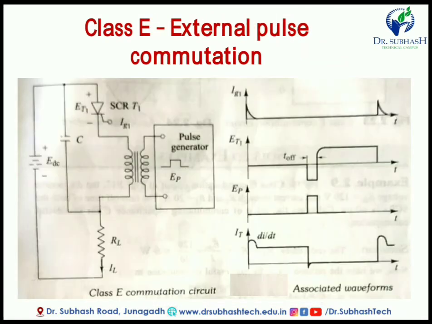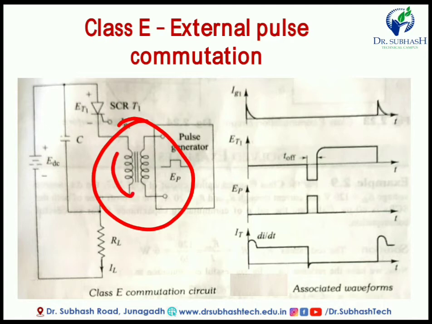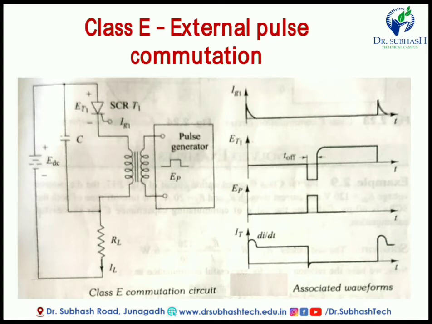Now next one is class E commutation, external pulse commutation. Friends, this type of commutation is very different because here you have to use a pulse transformer. This pulse transformer is nothing but a type of coupler, an isolator. We can say an electrical isolator, because here the number of turns of the primary and secondary is the same, the turns of this inductor are the same, primary as well as secondary.